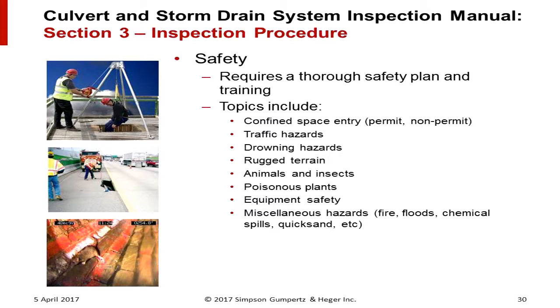Rugged terrain, as I mentioned, clambering up and down the embankments can be steep and dangerous at times, especially when you're carrying heavy tools with you. Animals and insects, yes, those are dangerous in some parts of the country. Poisonous plants, poison ivy, poison oak, etc. And equipment safety, use of the equipment. There's different types of equipment that culvert inspectors will be using, so there's some hazards that are associated with those.